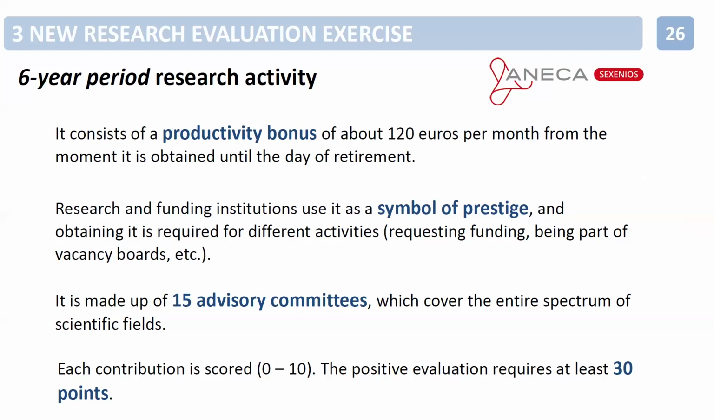The instrument is 6 years of productivity. The result is a productivity bonus. It's 120 euros per month from the year in which you receive the positive response until the day you retire. You can obtain up to 6 positive responses. So that is something like 700 euros per month from the day you receive the positive response until the day you retire from the university.